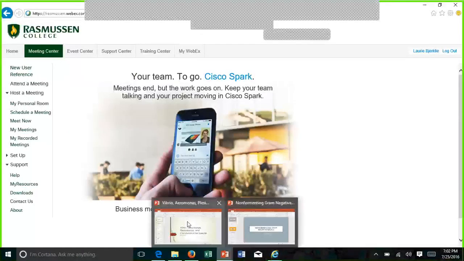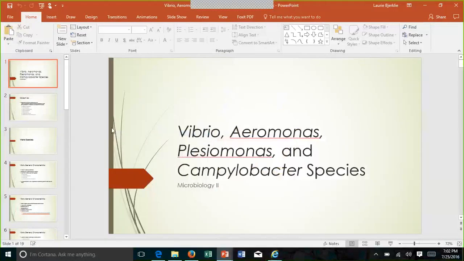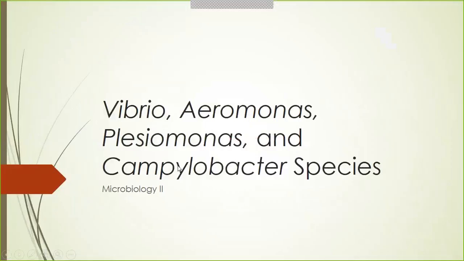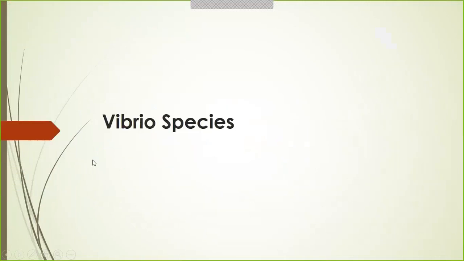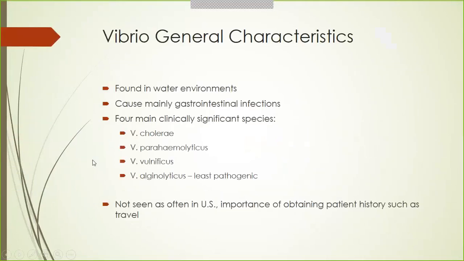And let me pull up the PowerPoints. We're going to start with the Vibrio, Aeromonas, Plesiomonas, and Campylobacter PowerPoint first. So let me put this into slideshow. Okay. So we'll start with the Vibrio species.